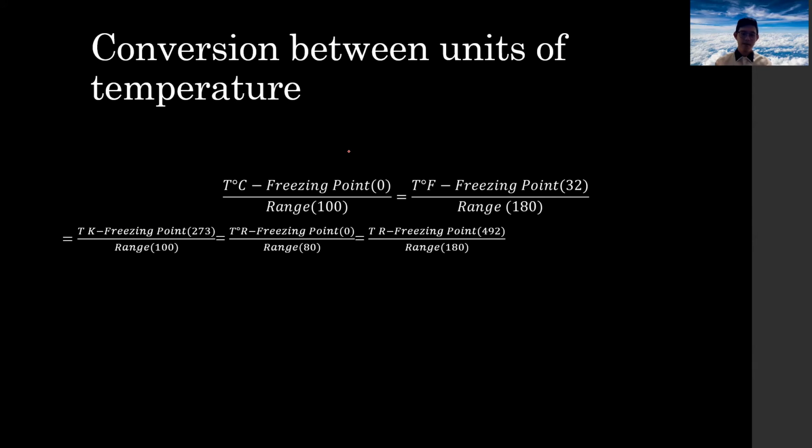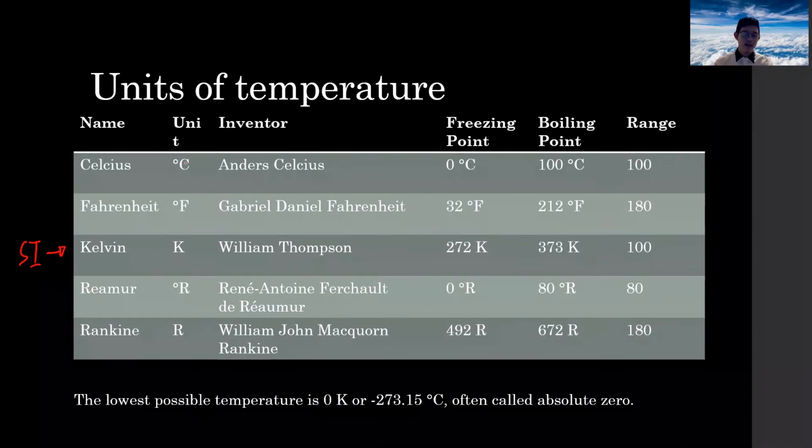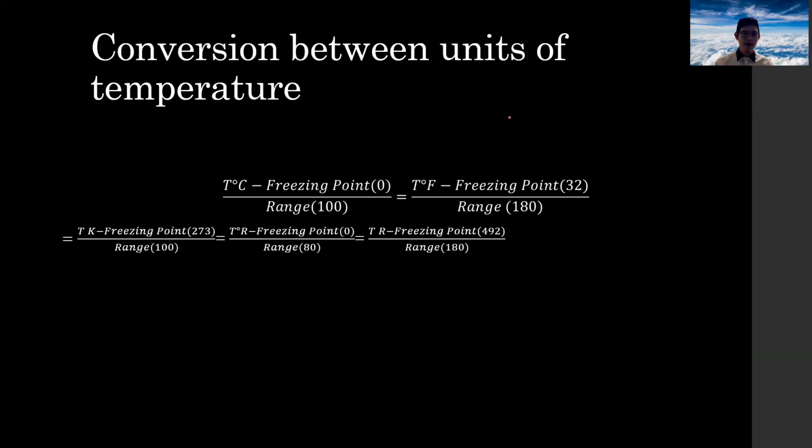For example, I have degrees in Celsius, but I want to know what it is in Fahrenheit. So I can use this formula, which is the temperature of whatever scale minus the freezing point of that scale per the range of that scale equals whichever you want to convert to. So for example, to convert from Celsius to Fahrenheit, I can write temperature in Celsius minus the freezing point per the range.